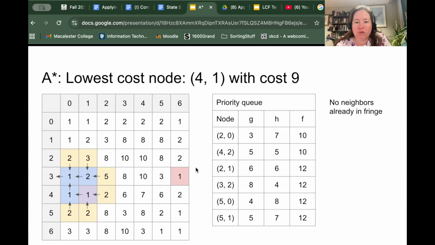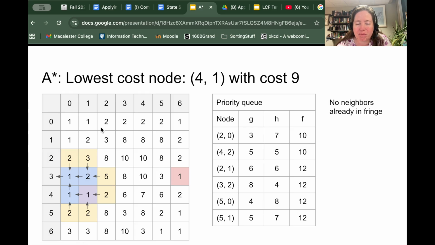All right, so we select 4, 1 with cost 9, and we look at its neighbors 5, 1 and 4, 2, and they slot in here accordingly. Notice that 4, 2 is still looking pretty good. It's only 5 away, and its cost has gone up to 5, so it's still in the running. And 5, 1 is down here at the bottom because it's a little further away and its costs are going up accordingly, but we haven't really hit any of the really expensive ones yet.